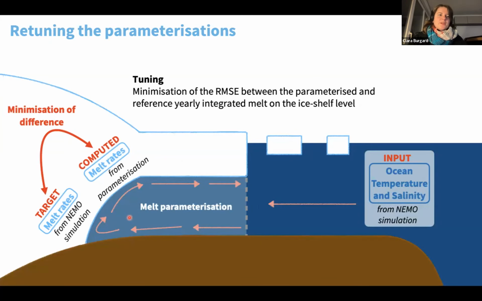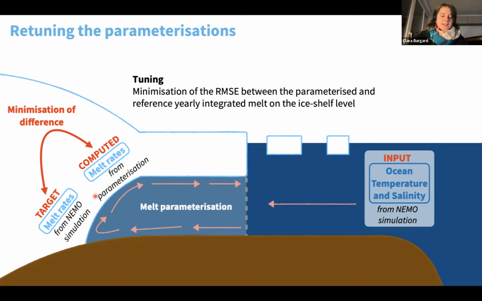So in the first step, we retune the parametrization, this time for a circum-Antarctic approach. What I mean by tuning is that we minimize the root mean squared error between the parametrized and the reference yearly integrated melt on the ice shelf level, which means that we take the ocean temperature and salinity from NEMO and put it in the parametrization. This gives us computed melt rates, and then we compare to the target melt rates. But by comparing, we don't take it at each grid cell, but we take one integrated melt for each ice shelf, and we do this yearly and not monthly.